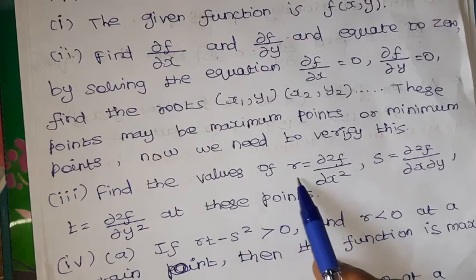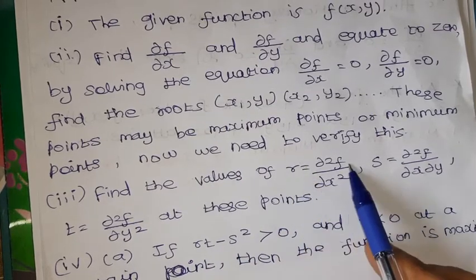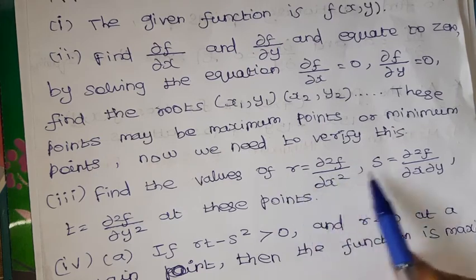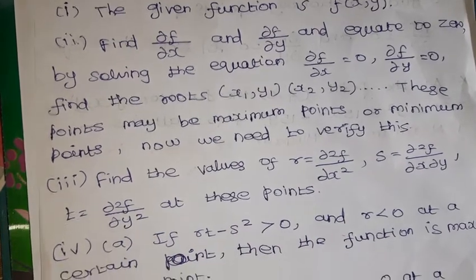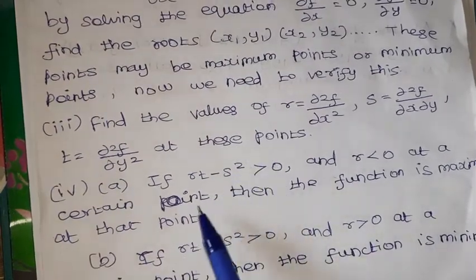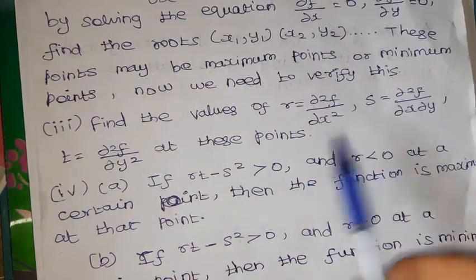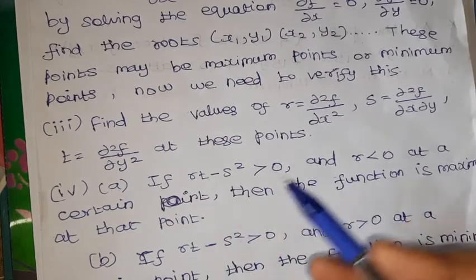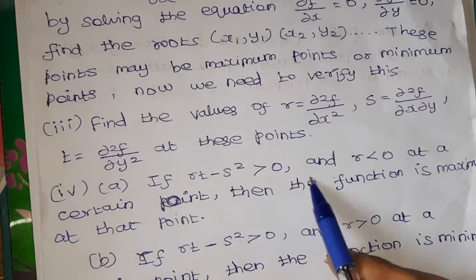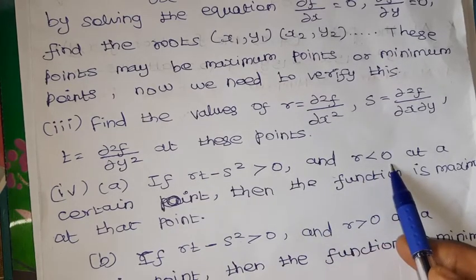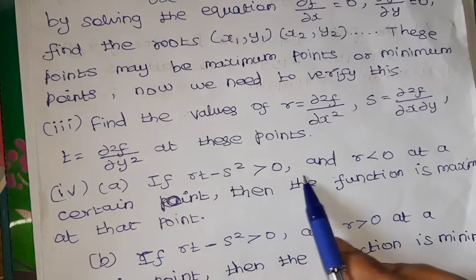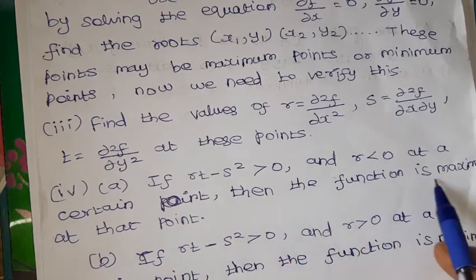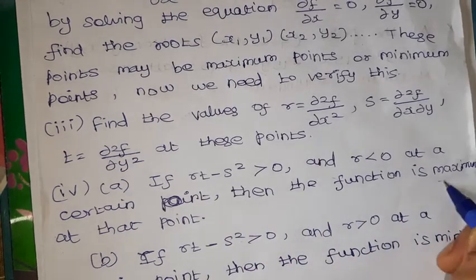Find the values of r equal to dou squared f by dou x squared. This is very important. s equal to dou squared f by dou x dou y, and t equal to dou squared f by dou y squared at these points. Then fourth, we need to find rt minus s squared. If rt minus s squared is greater than 0 and r is less than 0 at a certain point, then the function is said to be maximum at that point.